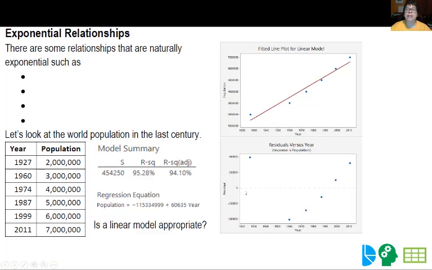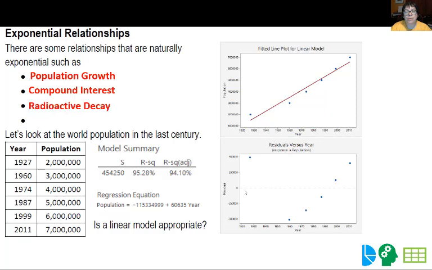Now, let's go ahead and look at exponential relationships. And these are usually things associated with population growth, compound interest, radioactive decay, and carbon dating, which is actually just a special radioactive decay. So, I went ahead and got data for the world population, and these are the years when we hit different billion marks, starting in this last century. So 1927, we hit 2 billion. 1960, 3 billion. 74, 4 billion.